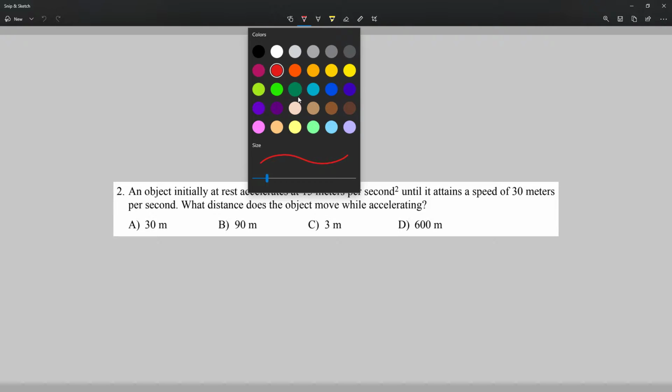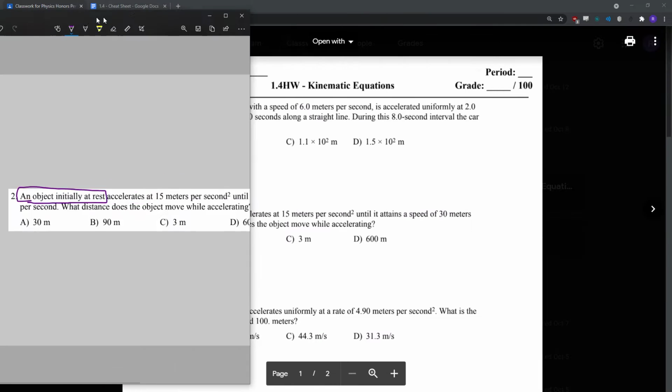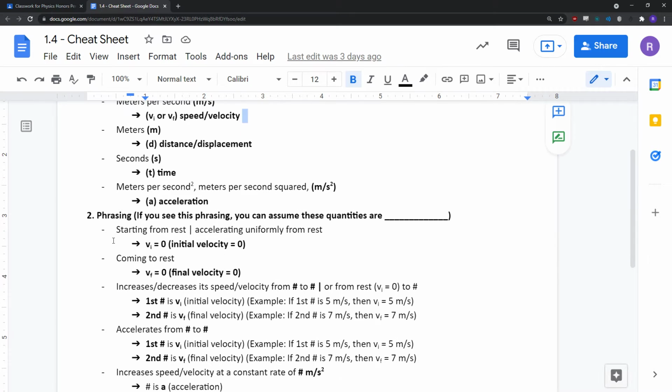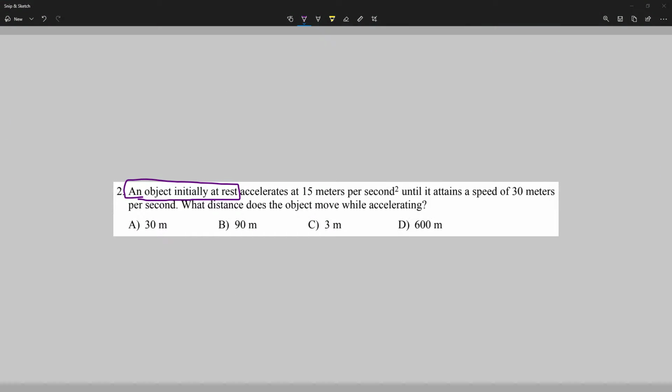An object initially at rest. And that's a phrase for something, right? If you go back to your cheat sheet and you see the phrasing starting from rest, it means your initial velocity is 0, as well as a full stop. That's basically something you can assume. And then think about it.